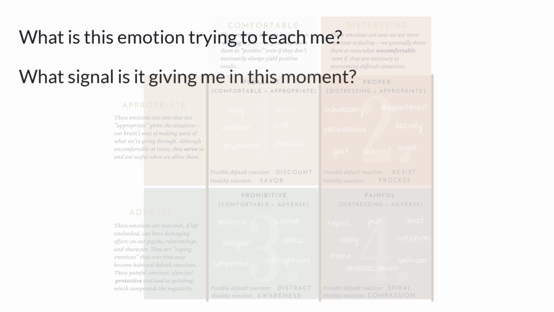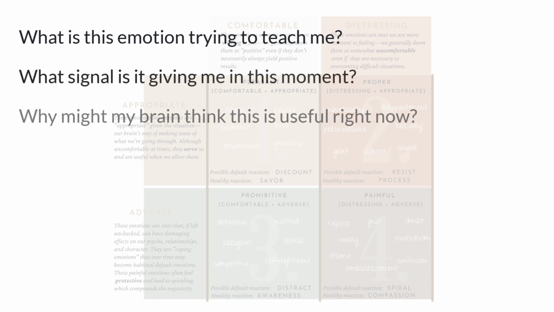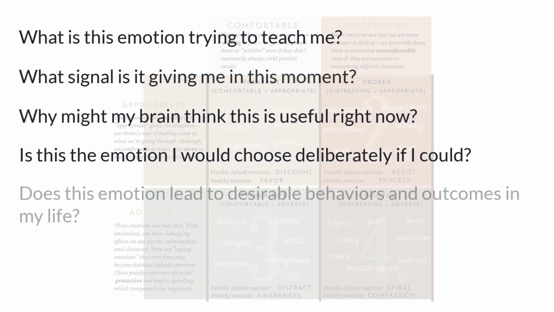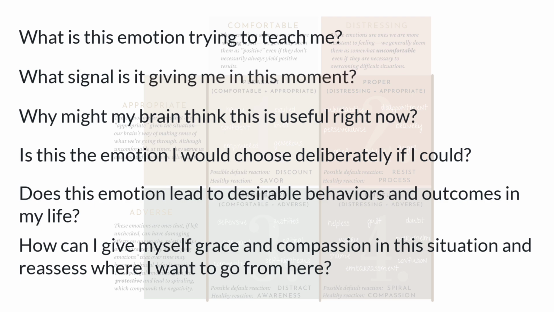What signal is it giving me in this moment? Why might my brain think this is useful right now? Is this the emotion I would choose deliberately if I could? Does this emotion lead to desirable behaviors and outcomes in my life? How can I give myself grace and compassion in this situation and reassess where I want to go from here?